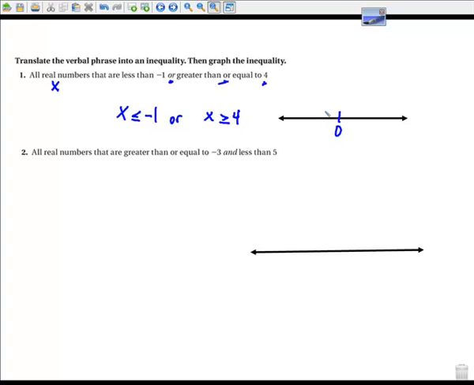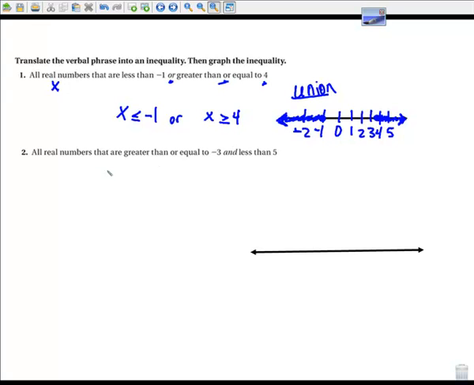So I'll just start with the 0, -1, -2, 1, 2, 3, 4. I'll put it up to 5. Both of these have equality, so I'm going to use a closed circle. Here's a closed circle. x is less than or equal to -1, so shade to the left. Or x is greater than or equal to 4, shade to the right. And there it is. Union.